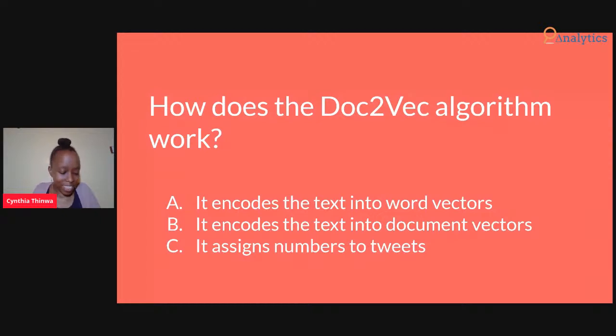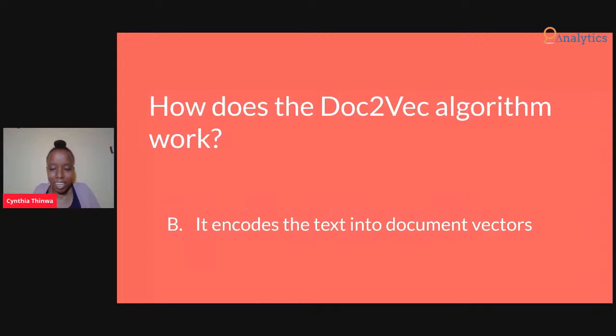So the correct answer is actually B. It encodes the text into document vectors because it tokenizes, and the tokenization allows us to have the word vectors. But now when you feed it into the algorithm, the ultimate output is a document vector.